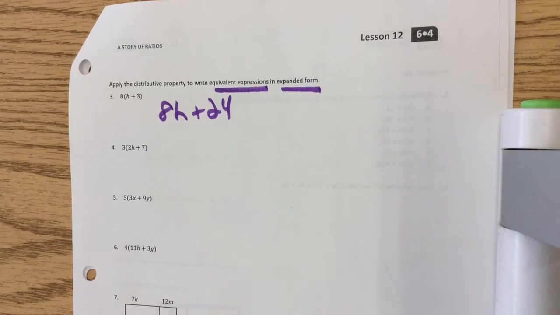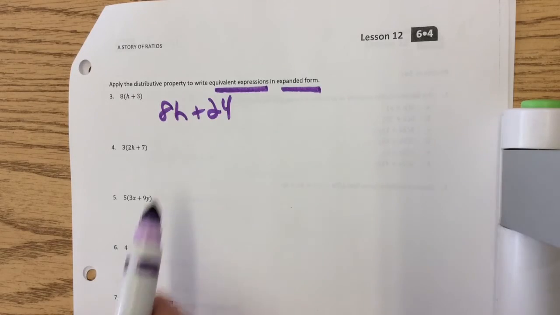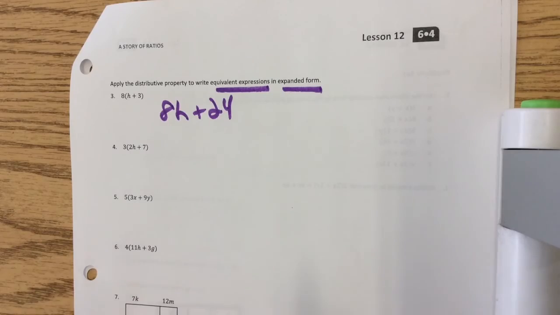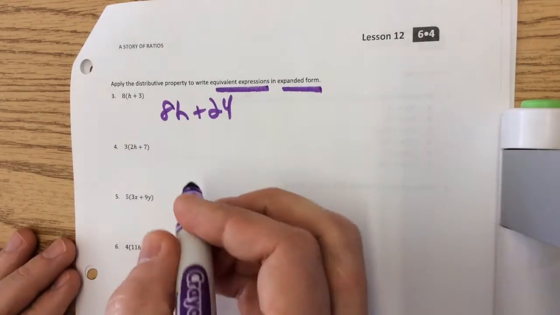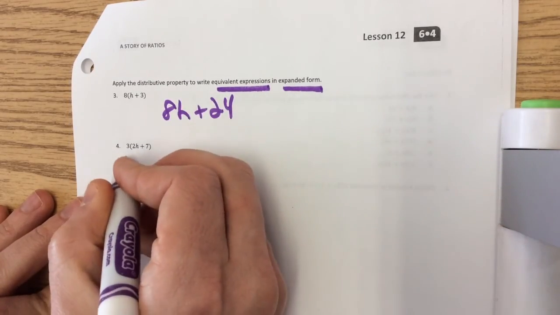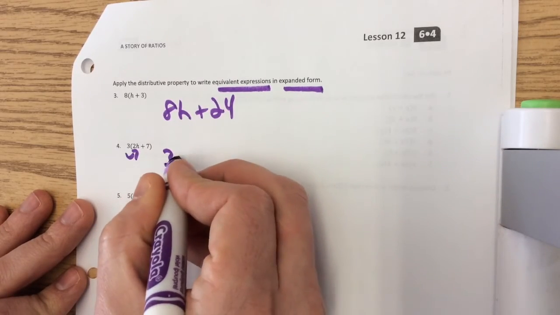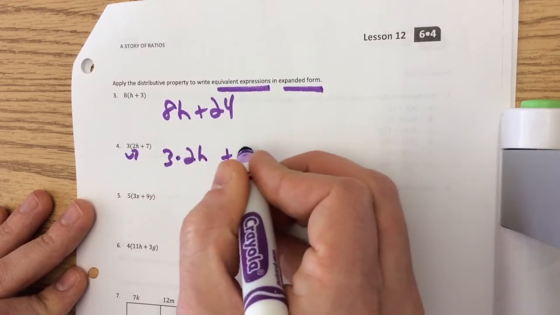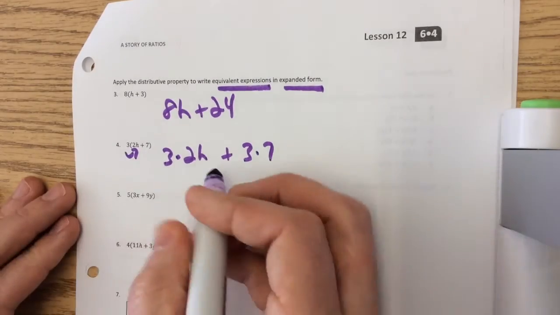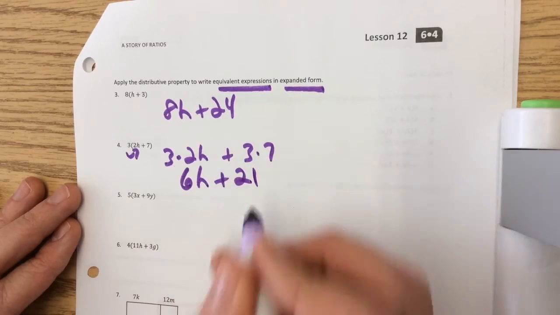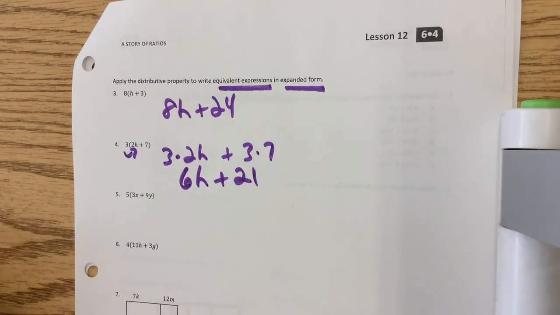All right, let's get back to it. So we have these exercises. We're looking at number 3, and the expanded form here is 8h plus 24. Now, I guess you could expand that further, but this is the simplest form of expanded form. Now, we would multiply the 3 in with each of these terms, so 3 times 2h, so we could show 3 times 2h plus 3 times 7. We can simplify that. We have 3 times 2h giving us 6h plus that favorite number, 21.